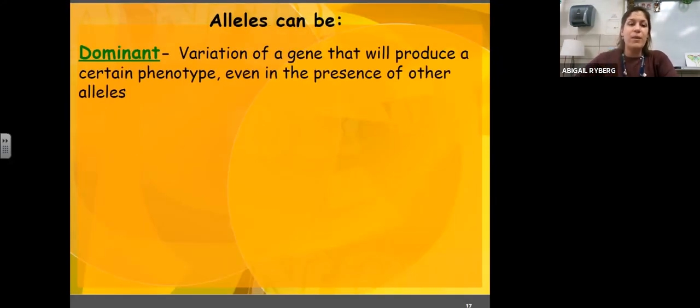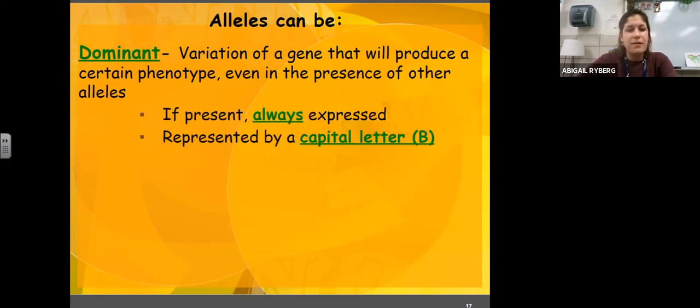Those alleles can be what we call dominant. The dominant allele is the variation of the gene that will produce a certain phenotype. So even in the presence of other genes, this dominant allele will be presented. Dominant alleles are always expressed if they're present. Dominant alleles are represented by a capital letter. It doesn't matter what letter you use along the way in the Punnett square. We'll talk about it as we do some practices as well. So an example here of the dominant allele would be capital B.